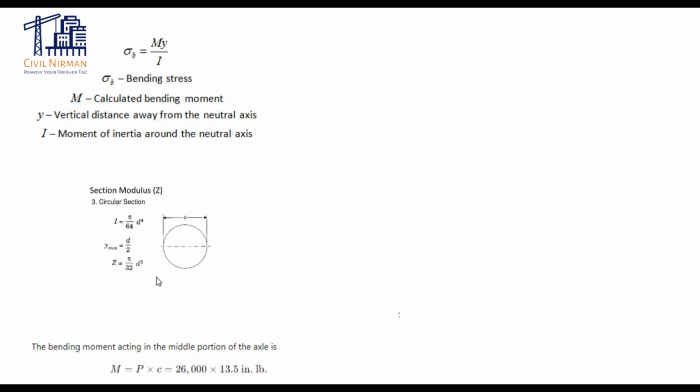So ultimately what will be the bending moment? See, the bending moment will be the load which is acting, and at the middle portion that we need to work out, the bending moment acting in the middle portion of the axle will be your load into the distance, right? So ultimately 26,000 pound is the load, and the distance that is specified is 13.5. So I'll get the value of bending moment. You can calculate in the calculator.